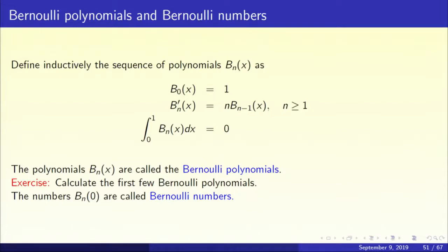So b1 of x must be x minus half. Similarly, you can calculate b2, b3, etc. b2 prime x equals 2b1. So you know b1 already. You can find b2. There will be a constant of integration. Use the integral formula, namely the third displayed equation. Integral 0 to 1 b2x dx is 0.